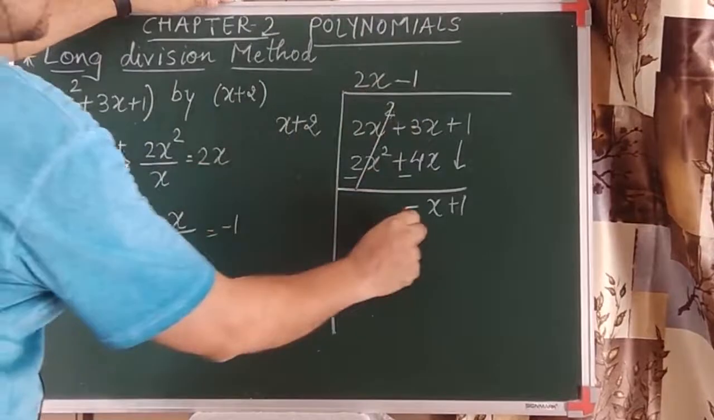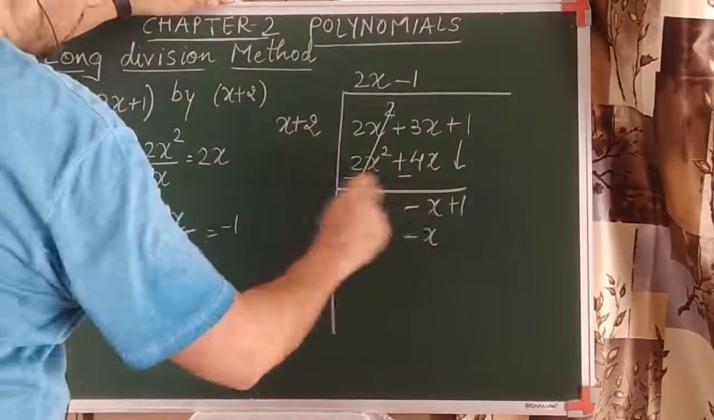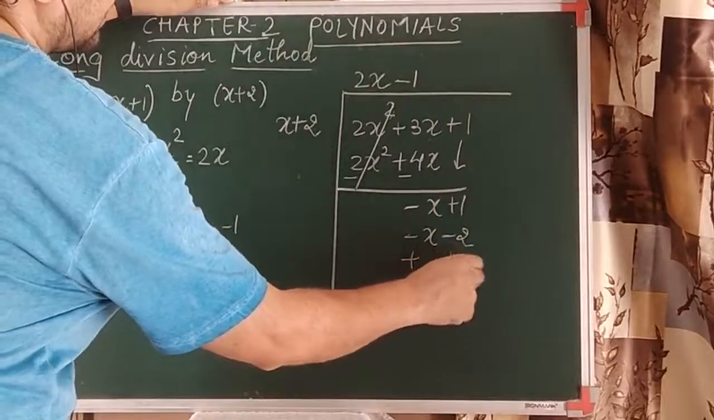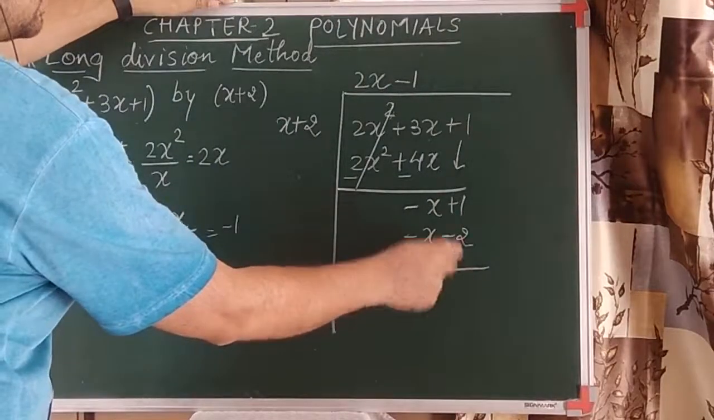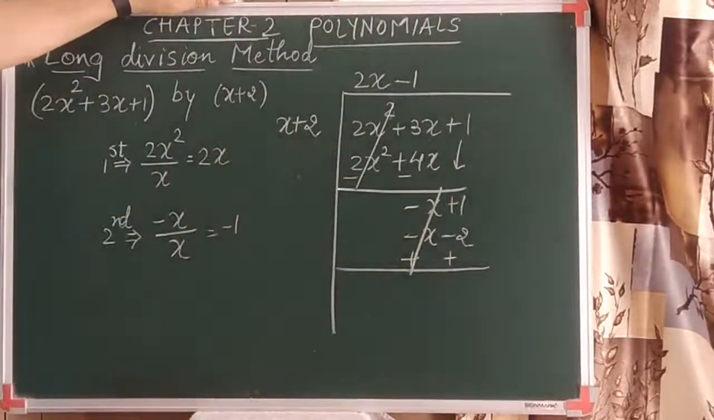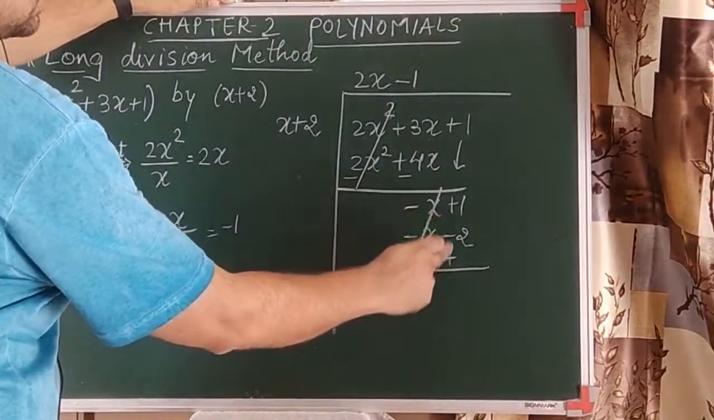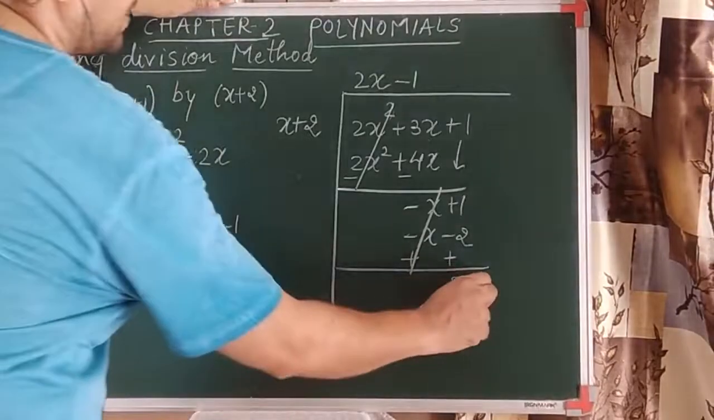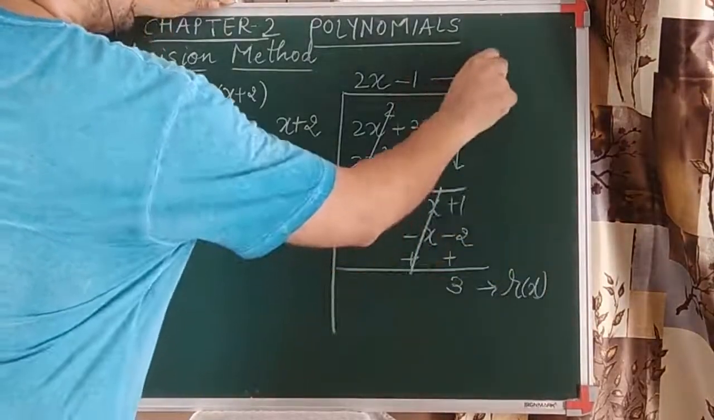Minus 1 times x is minus x. Minus 1 into 2: 2 ones are 2, minus 2. Again we will have to change the sign. As it was negative it becomes positive, negative becomes positive. The first term should always be cancelled. This sign is plus, this is also plus. Plus 2 plus 1, so the answer is plus 3. This is called the remainder polynomial and this is called the quotient polynomial.